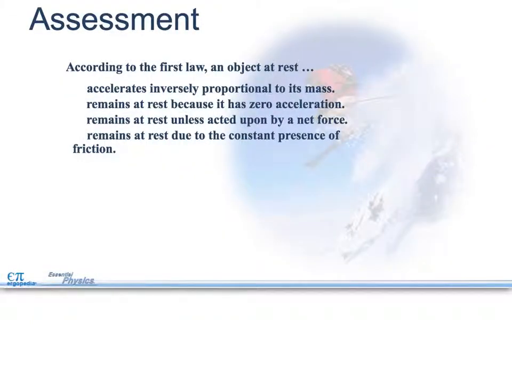All right, here's your assessment question. According to the first law, an object at rest: accelerates inversely proportional to its mass, remains at rest because it has zero acceleration, remains at rest unless acted upon by a net force, or remains at rest due to the constant presence of friction. The answer is: remains at rest unless acted upon by a net force. You have to have a net force act on you to move you if you are at rest.